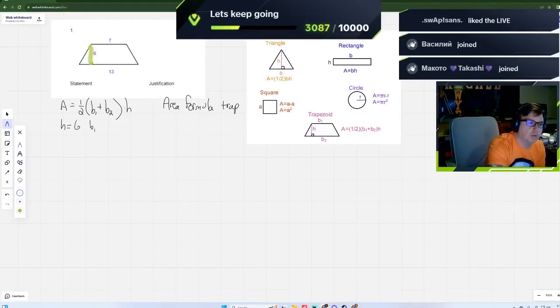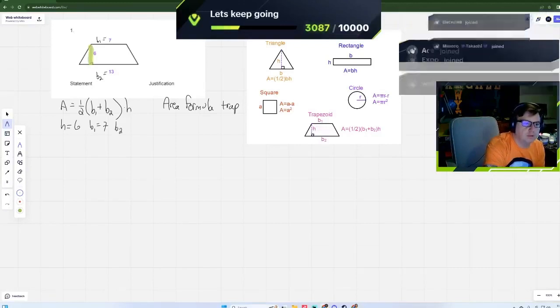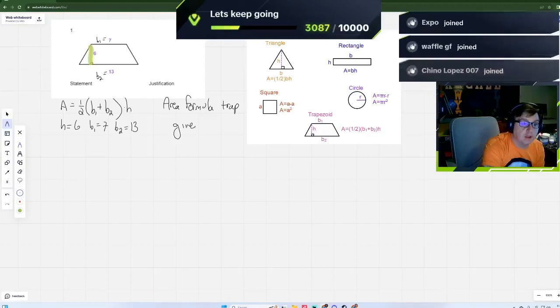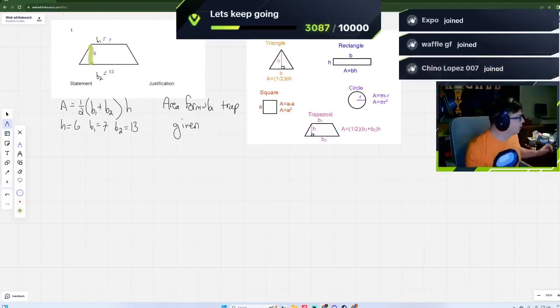My base 1, we're going to call that the top, and then my base 2 is going to be the bottom. So that we have base 1 equals 7, base 2 equals 13. And this is given information because the picture tells you. If the picture tells you anything, that's considered given information.